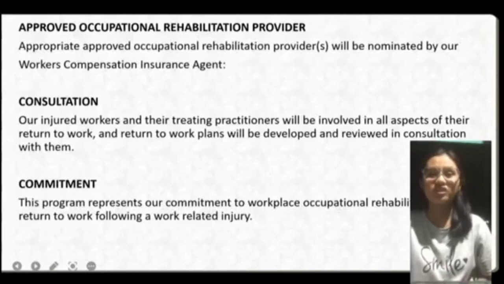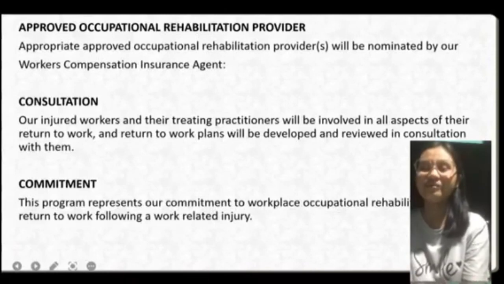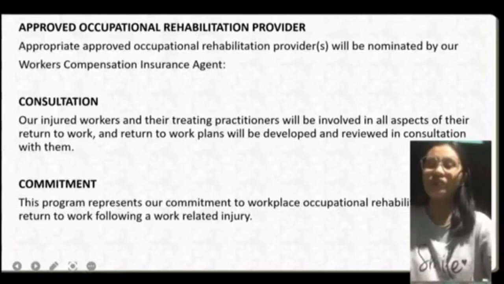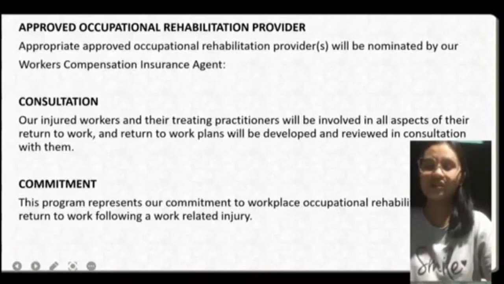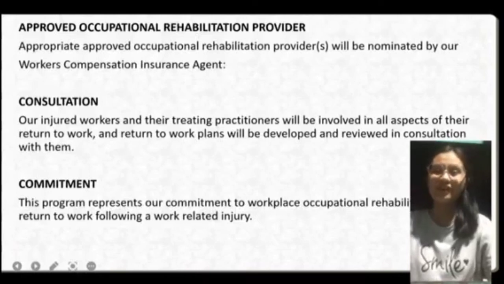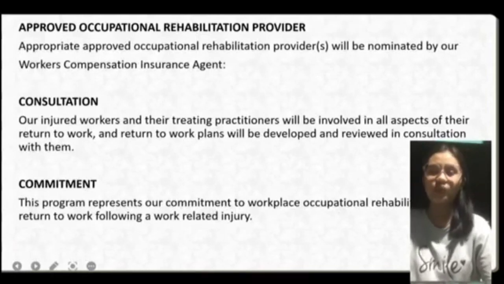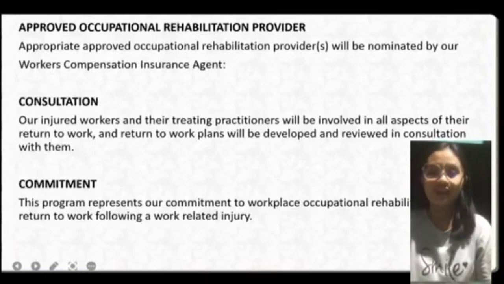Next is the consultation. Our injured worker and their treating practitioner will be involved in all aspects of the return to work. Our return to work plans will be developed and reviewed in consultation with them. The last is the commitment. This program represents our commitment to workplace occupational rehabilitation and return to work following work-related injury.